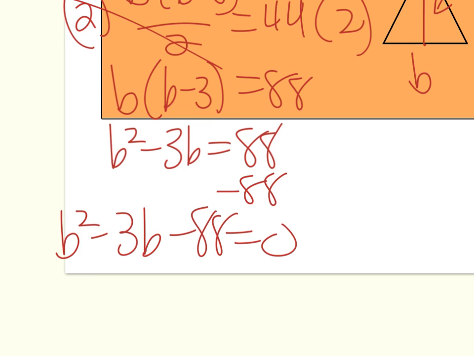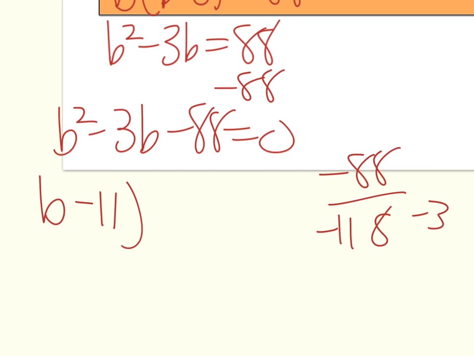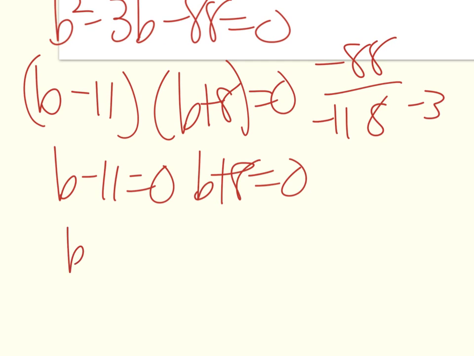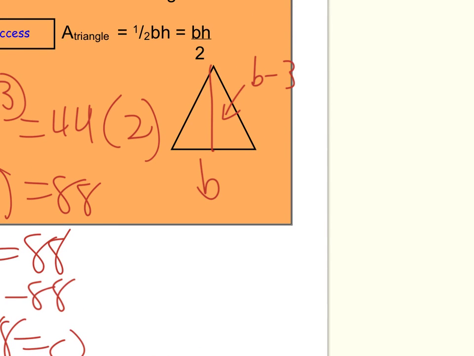so now I have to start playing around. What are factors of 88? What multiplies to a negative 88 that'll give me negative 3? Well, I'm looking at 11 and positive 8, and that's just kind of where my mind jumped. So I'm going to go b minus 11 and b plus 8 equals 0. So b minus 11 equals 0, b plus 8 equals 0. So b is going to equal 11. B here is going to be negative 8. So again, 11 is going to be my answer. So when I go look at the problem, my answer is going to be 11 with a height of 8.